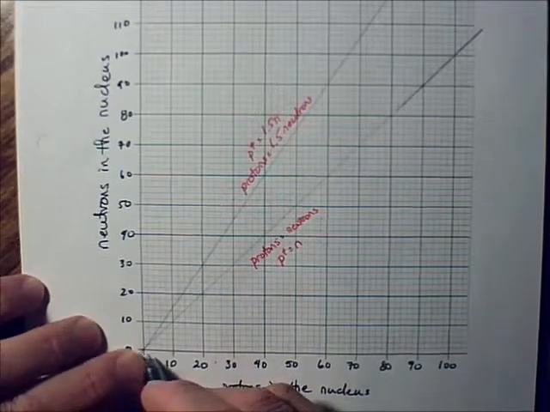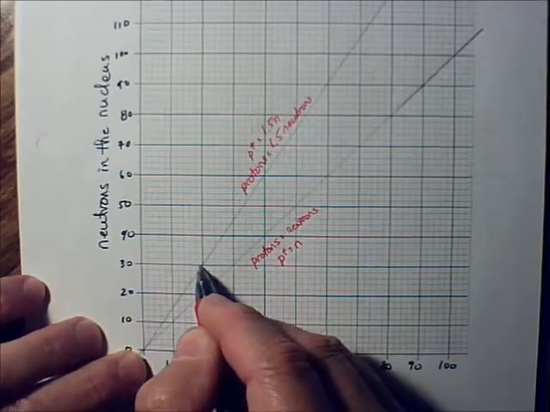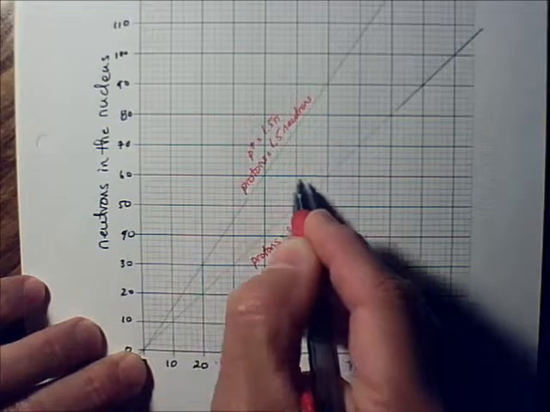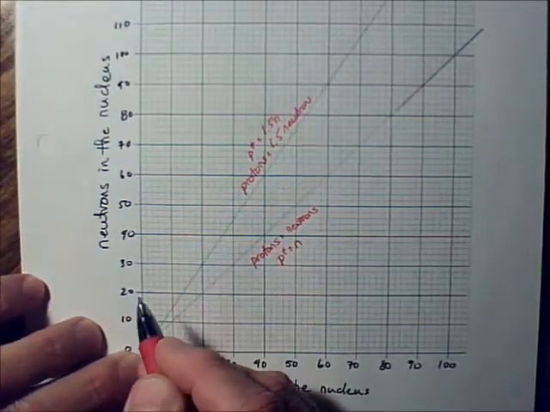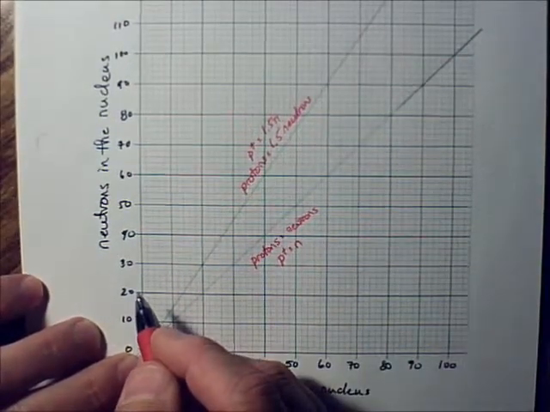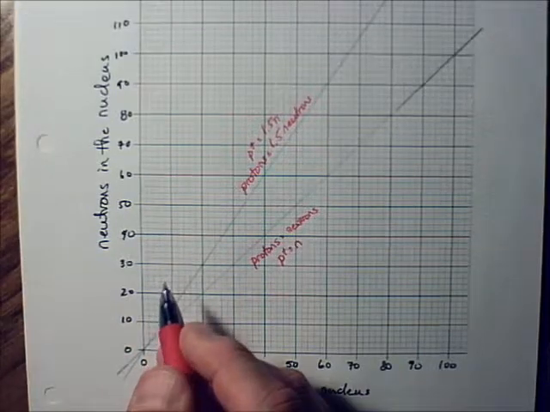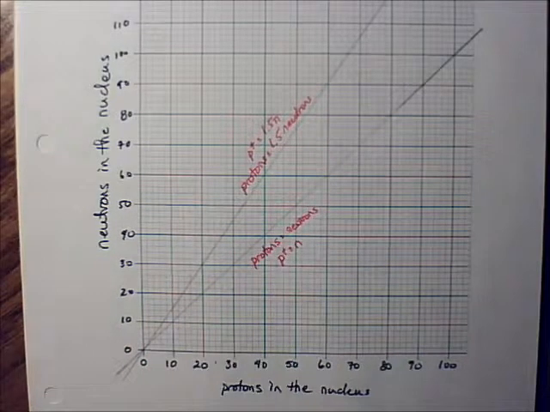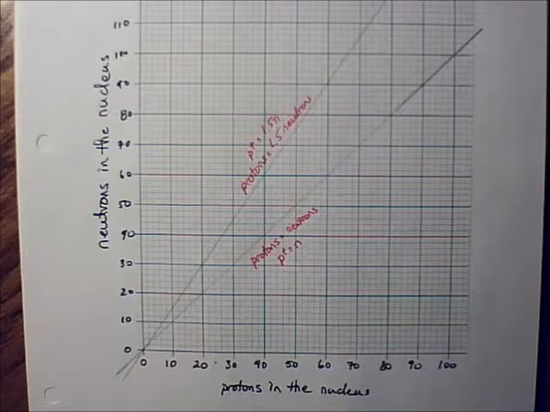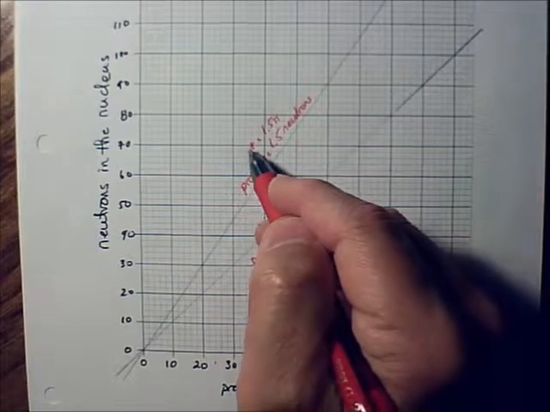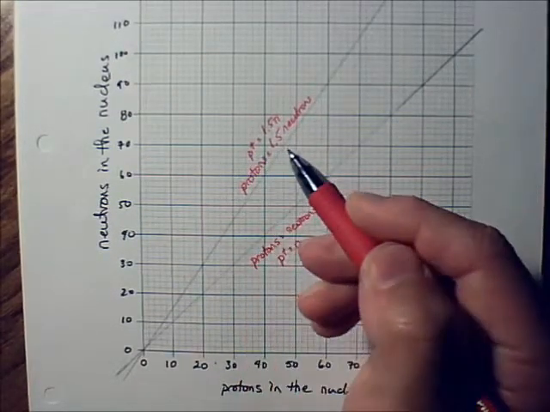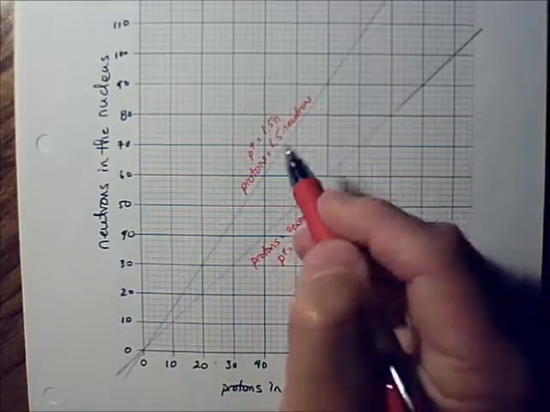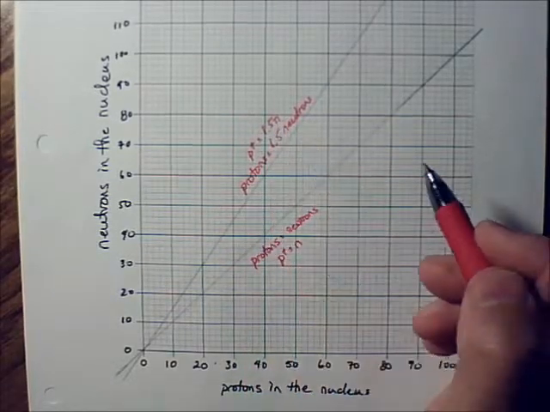You go over 20 and up 30 and put a dot there. Over 20 and up 30, put a dot there, and then connect the dots. P plus for protons. The proton symbol is P with a superscript plus, equals N for neutrons.